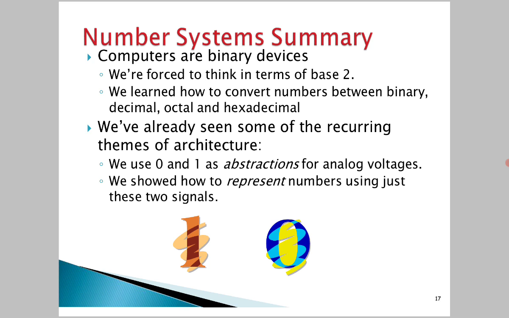We learned how to convert numbers between binary, decimal, octal and hexadecimal, and we have already seen some of the recurring themes of architecture. We use 0 and 1 as abstractions of analog voltages. So why binary, 0 and 1? In electrical terms, 0 means 0 and 1 means non-zero. 1 means high voltage, or true, or yes. Non-zero means anything which is not 0, and that is called no, or no power, or false. That is the notation of the binary number system. Okay, thank you.